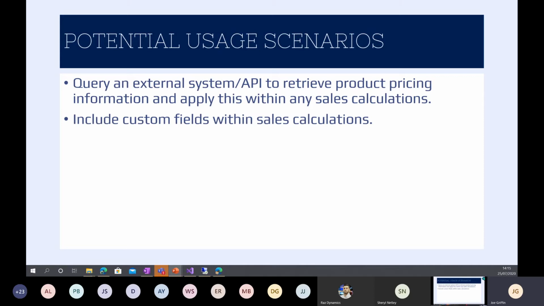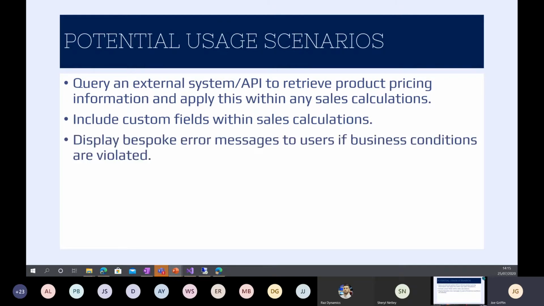Typically, when you're customizing the system, there'll be a whole bunch of fields that you need to add in to accommodate a particular business's needs and wants. So with a custom pricing plugin, you can quite easily factor in custom fields as part of your sales calculations when you're getting those calculated. You've got capabilities as well because you're developing using the plugin.